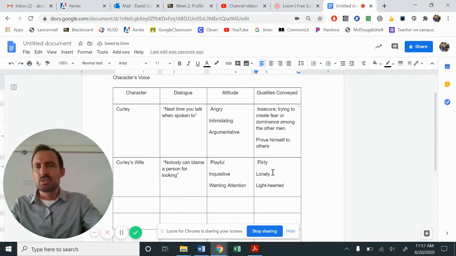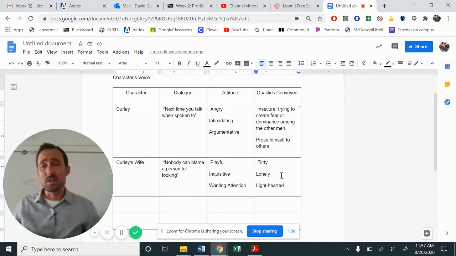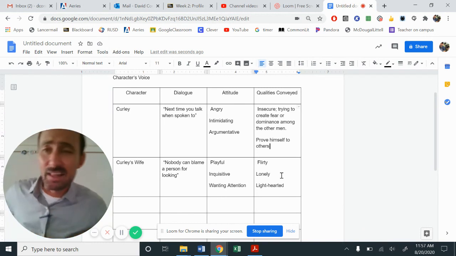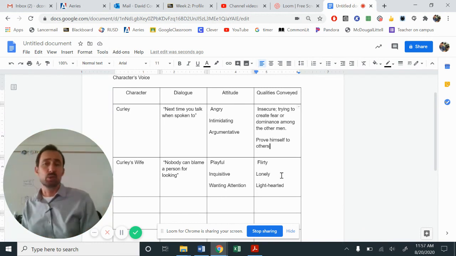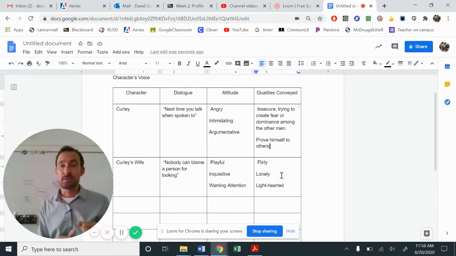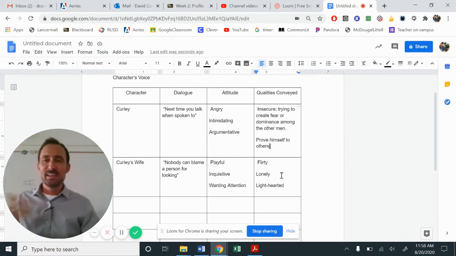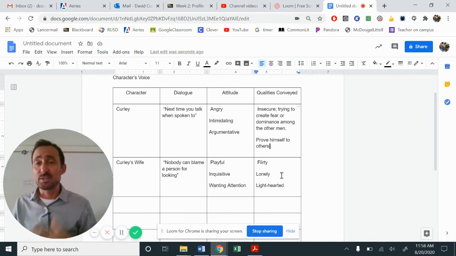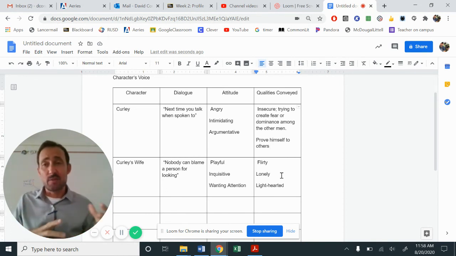Curly's wife, she's flirty. She's lonely. And that comes across in a very playful manner. It's kind of like a 2 or 3 year old who comes into the room and says, I bet you can't tag me. And then kind of shimmies off to the side. In that case, the kid just wants attention. Curly's wife is doing that too. Now, again, she comes off as being flirtatious.